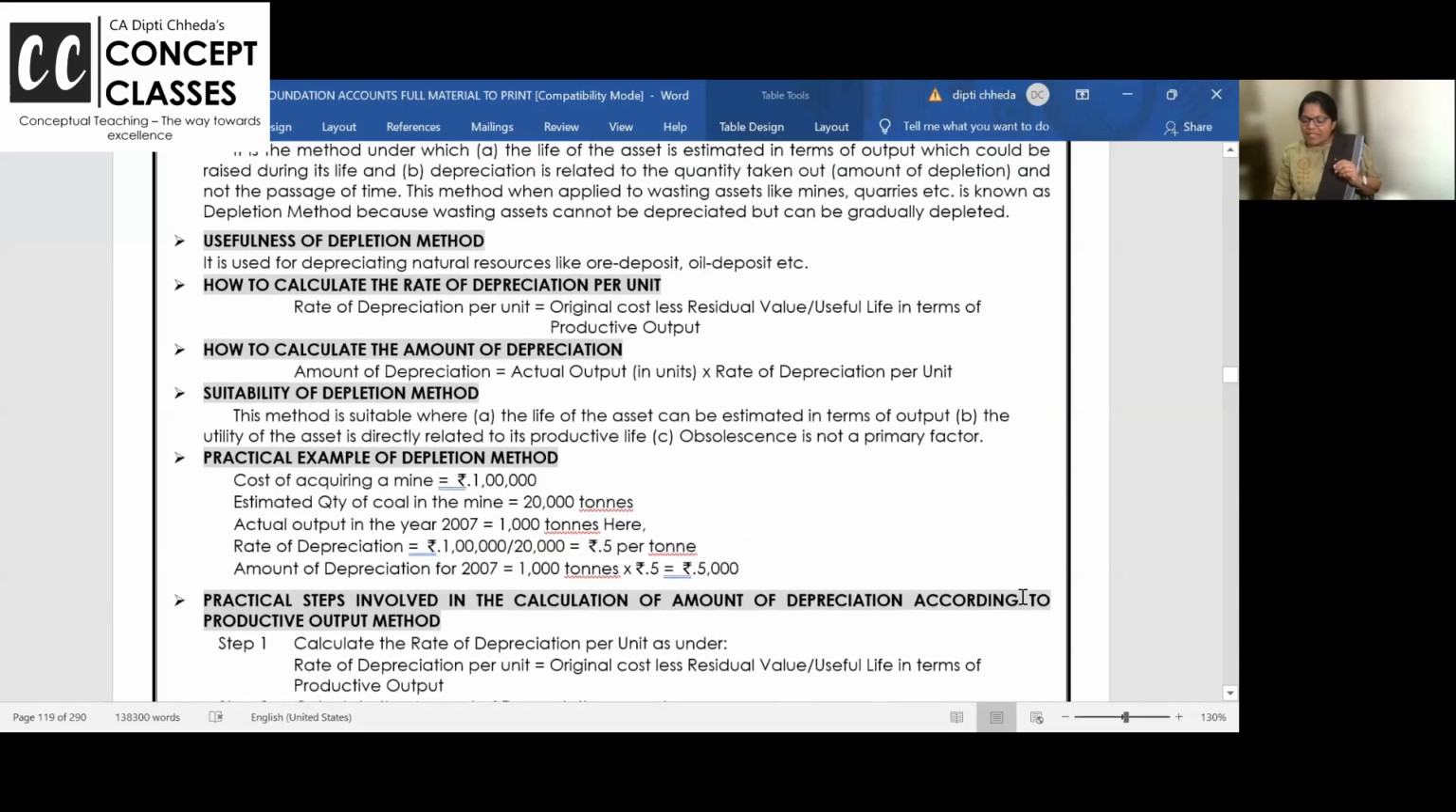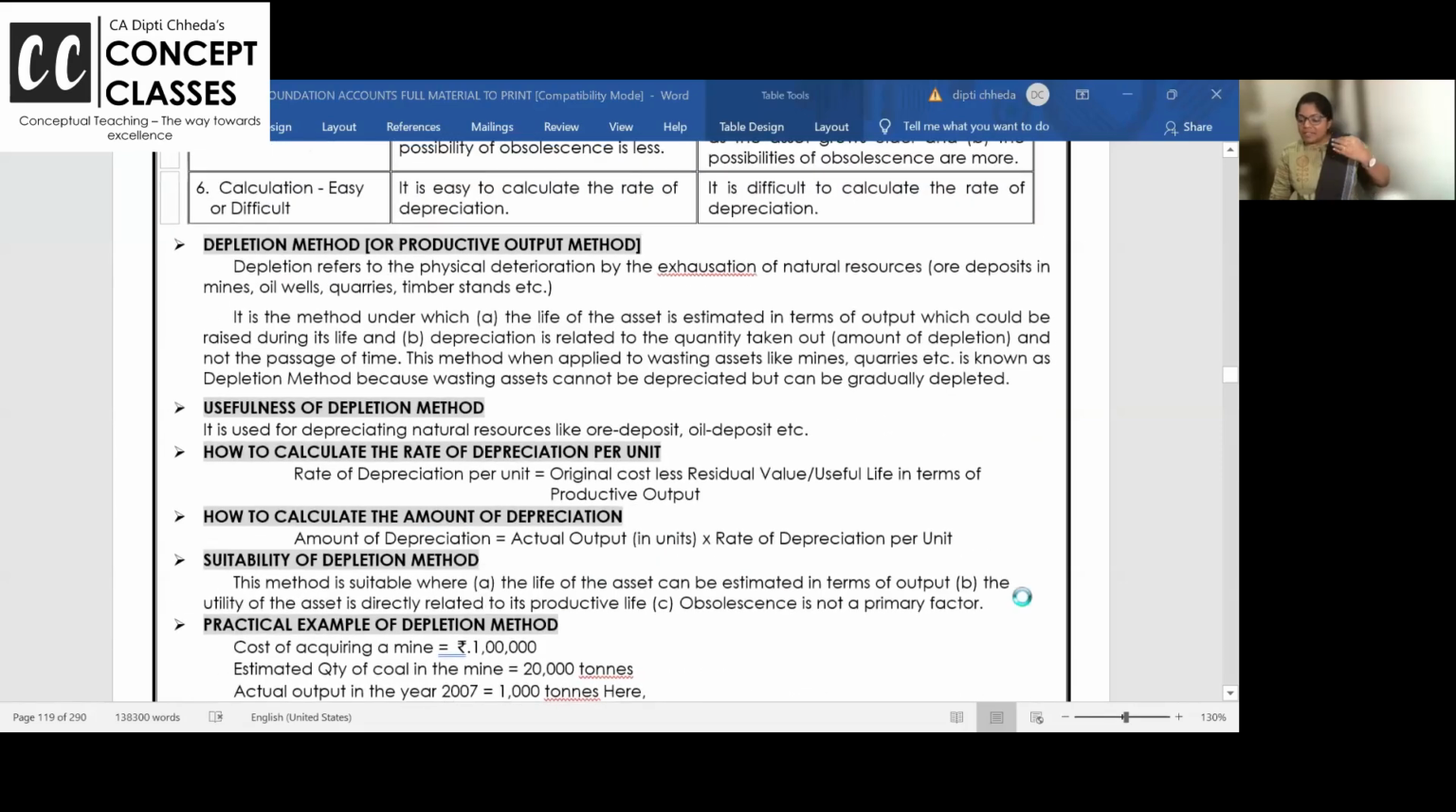Very simple and small methods are there after this. The depletion method. This is used in mines, quarries and all, where there is a lot of depletion, as in how the quarries are used over the period. Amortization and all these words you can use for it. Okay. So in the depletion method, what happens?